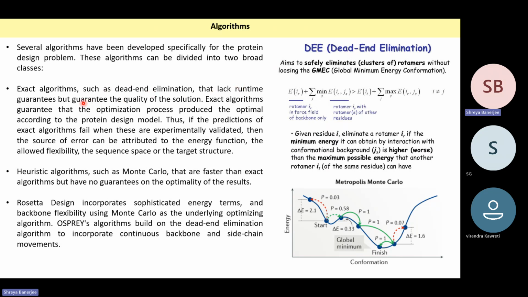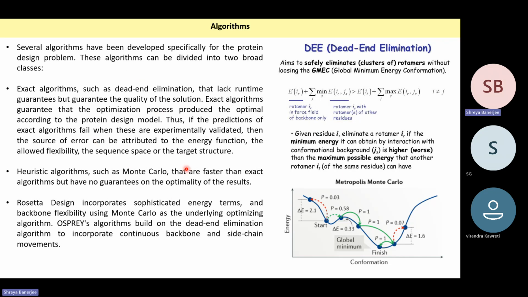It guarantees that you will reach an accurate solution. But the problem is that it takes a long time, because ultimately it still has to put the energy of each rotamer in this equation in order to eliminate the high energy rotamers. So still many rotamers have to be sampled to narrow down the search area. So there is no guarantee about the runtime. That is one problem of this exact algorithm.